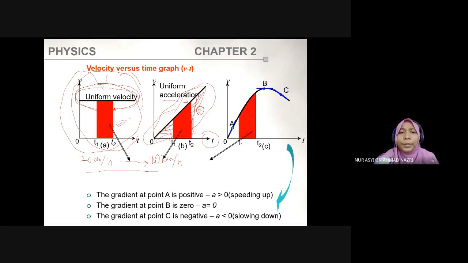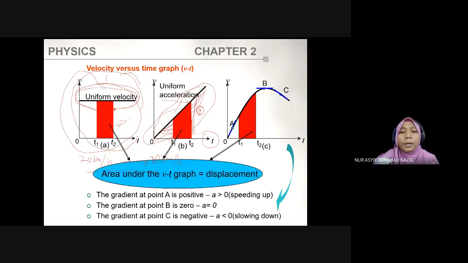Boleh. So here, okay, kita tengok pula. So tadi kita kata the gradient represents the acceleration. But what does the area under the graph represent? Area under graph represents the displacement. Okay, displacement. So daripada graph V tu kita boleh explain acceleration. Kita ada masa, kita ada displacement dah. Complete to explain our motion. Okay.